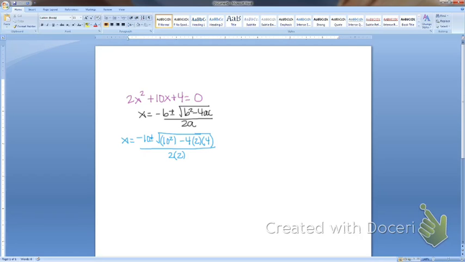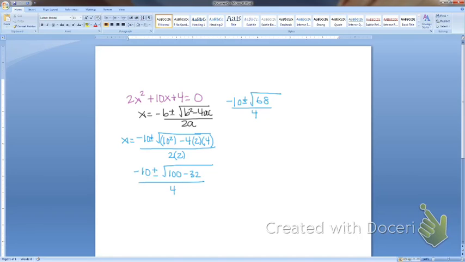And again, since we're just going through notes, if you just want to watch instead of trying to copy all of this down, because I know you know how to do the quadratic formula, then I'll tell you when to start writing again. Negative 10 plus or minus 10 squared is 100. I only have one negative sign, so I'm just going to write 1. 4 times 2 is 8, and 8 times 4 is 32, all over 4. So negative 10 plus or minus the square root of 100 minus 32, 68, all over 4.